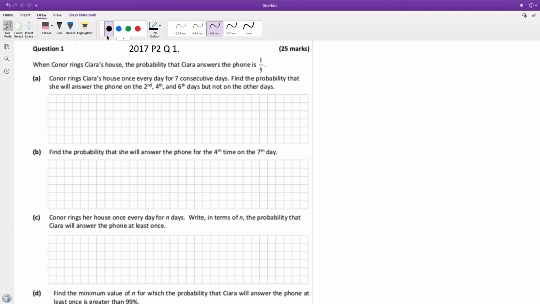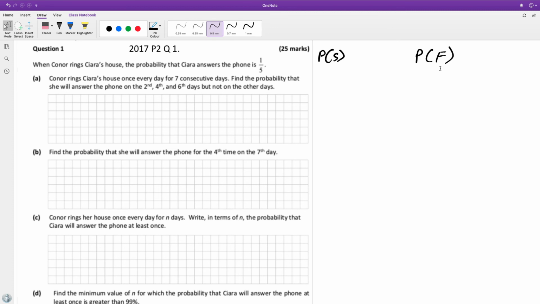When I start here, she will answer and she won't answer: success, failure. When you're given two outcomes, it's going to be along the lines of binomial distribution. Is that right? When you only have two outcomes, you have your probability of success and probability of failure. There's only two outcomes. She either answers the phone or she doesn't. Simple as that.